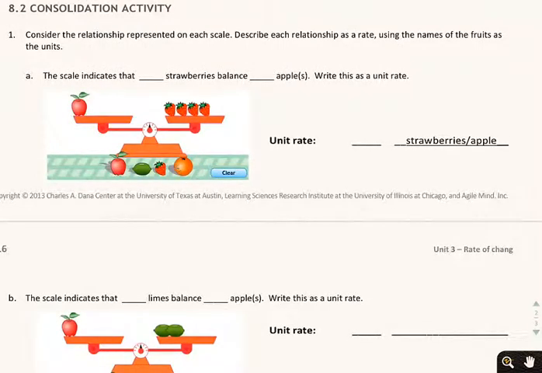Consider the relationship representing each scale. Describe the relationship as a rate using the names of fruits as the units. So we need a rate, but specifically we need a unit rate. We're going to do both. The scale indicates that blank strawberries balance blank apples.